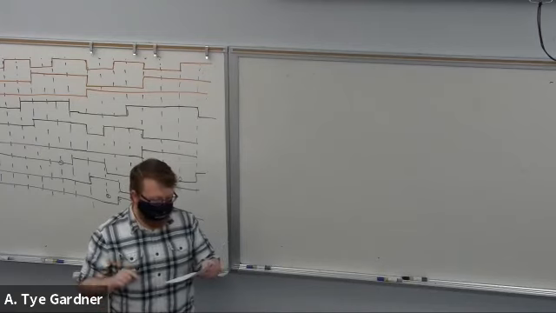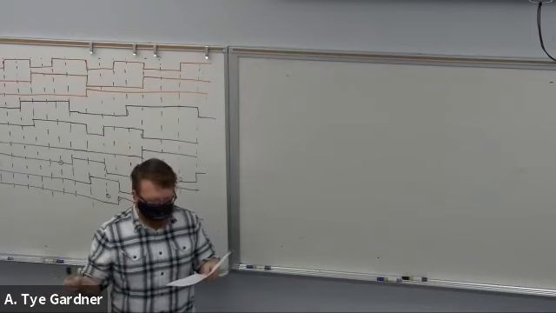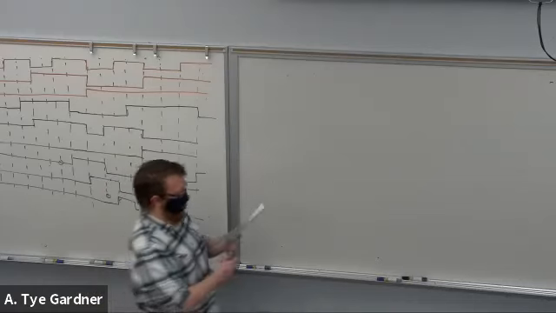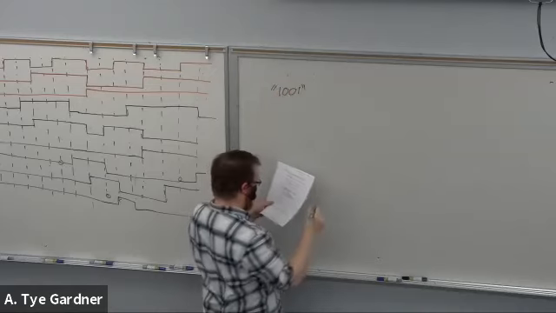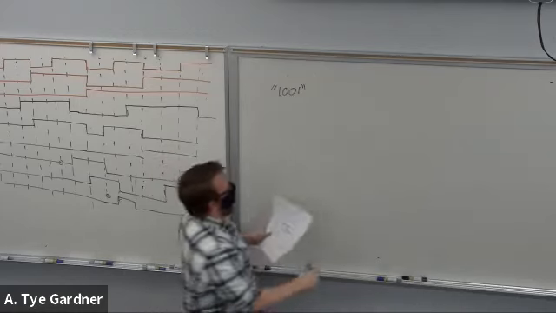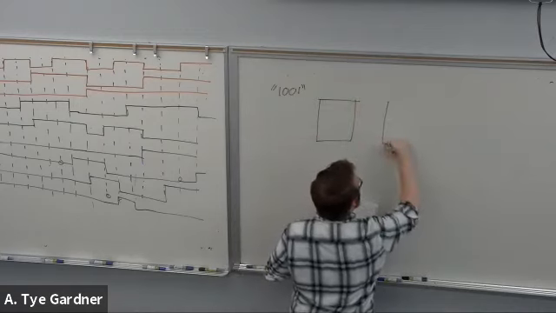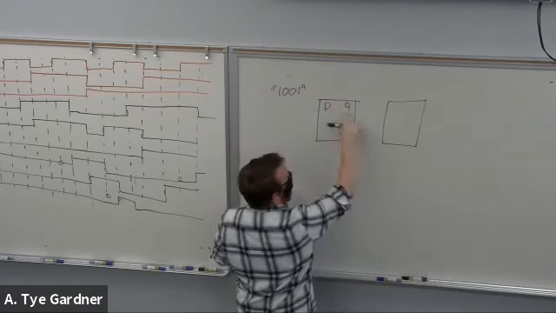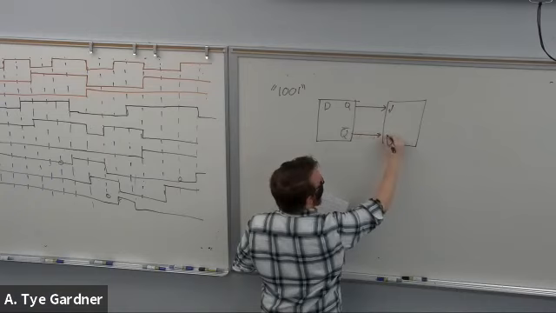A D flip-flop has its Q output connected to the J input of a JK flip-flop and its Q bar output to the K input. The input sequence of the D flip-flop is 1, 0, 0, 1. Draw the Q output of the JK flip-flop. Okay, so let me draw what I just said. I have a D flip-flop with its Q output connected to J and its Q bar connected to K.